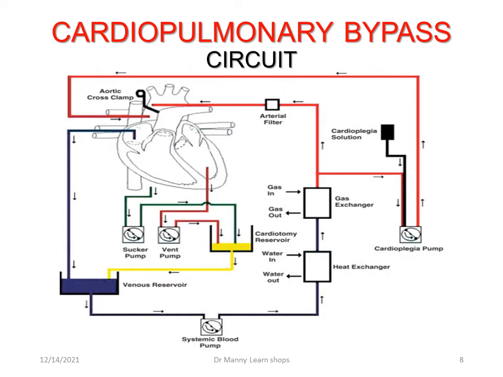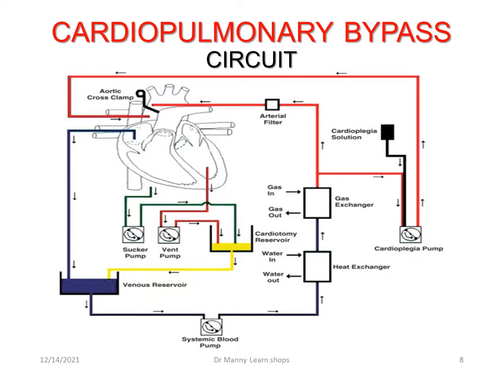If we look at it in a little bit more detail, there's an aortic cross clamp, which means blood cannot come back past this point into the ascending aorta via the aortic arch. Blood again, look at the blue line, is extracted from the right atrium, right ventricle into a venous reservoir.